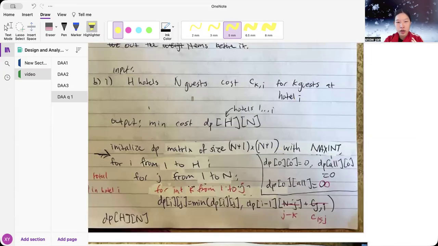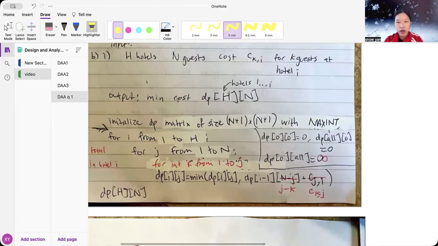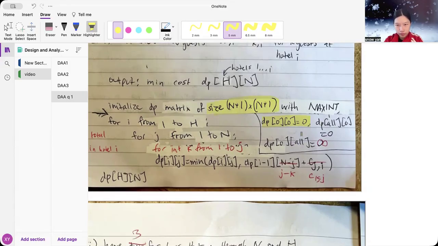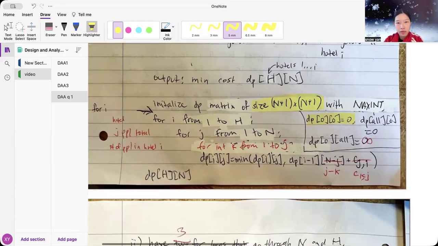For this part, we initialize a matrix of size H plus 1 by n plus 1. We know that if it's 0 guests, then the cost is 0. If we have no hotels, then it's either 0 or infinity. Now we go through our for loop. I thought that for sure I had to go from 1 to H, going through all the hotels one by one.